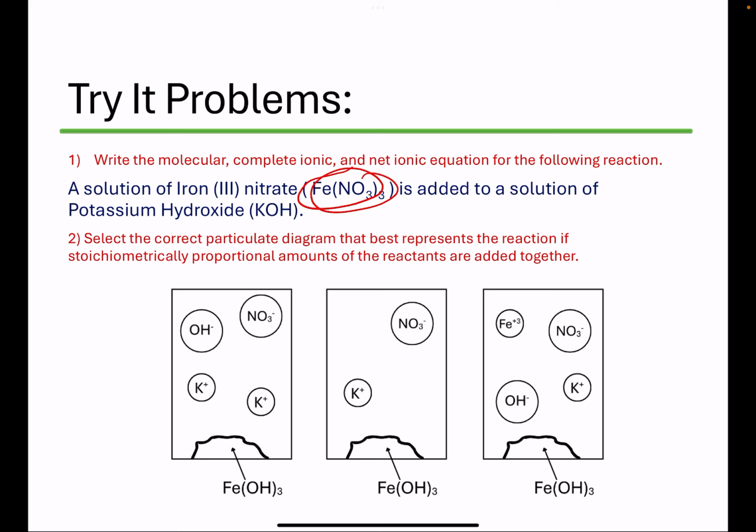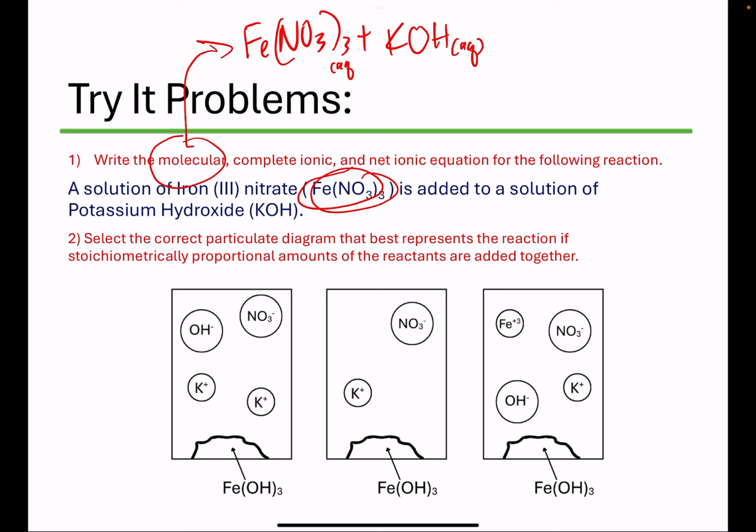Okay, so the molecular formula is gonna be our iron nitrate plus our potassium hydroxide, and they are all gonna be in aqueous solution. These two are gonna switch places, so we can have our KNO3 here plus our iron hydroxide. I'm gonna add in the states right here.